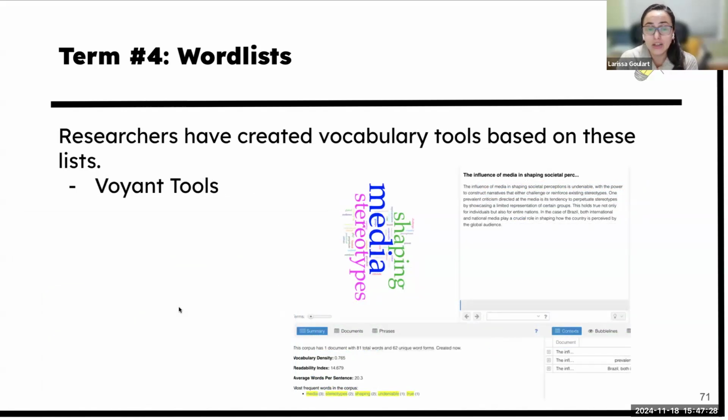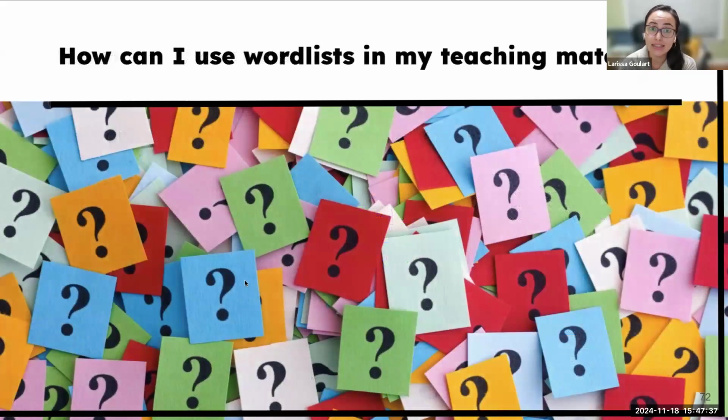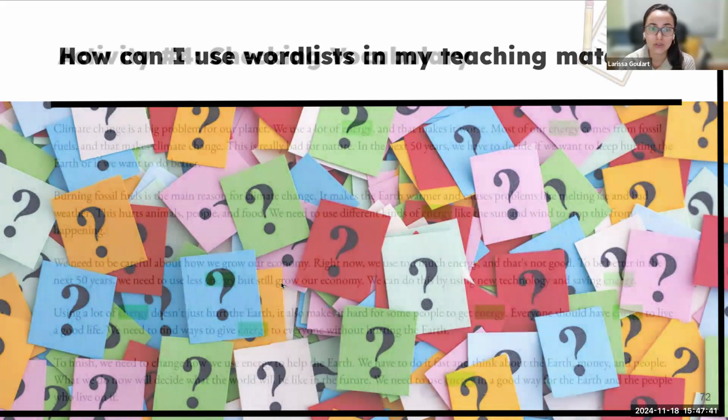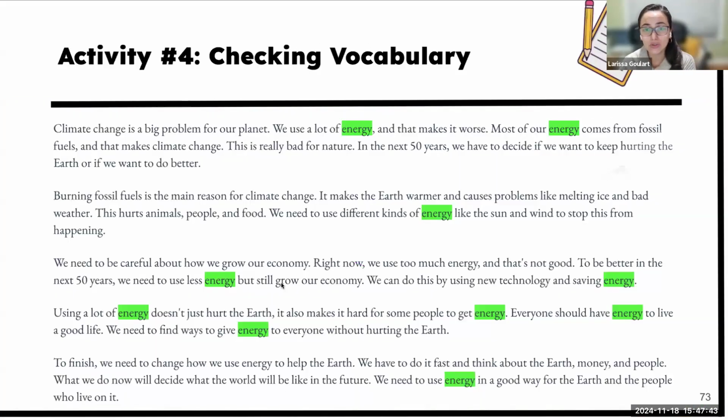Now, one tool that I find very useful for students is Voyant Tools, because they can create their own corpus and analyze their own texts using it. This is the example I'll use here. So how can I use word lists in my teaching materials? Let's say I ask the students to write an essay. This essay is about climate change.